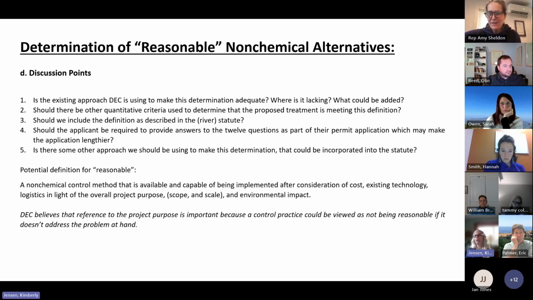So with that, knowing that it hasn't been challenged, there does seem to be some potential way to improve how we as a permitter go through these applications. Should we make it clearer to permittees and applicants what reasonable is? And so I just wanted to throw that out to the members. Are we utilizing this approach in an adequate way? Do you think it's lacking? Should we add anything? Should we add a specific definition, Eric?